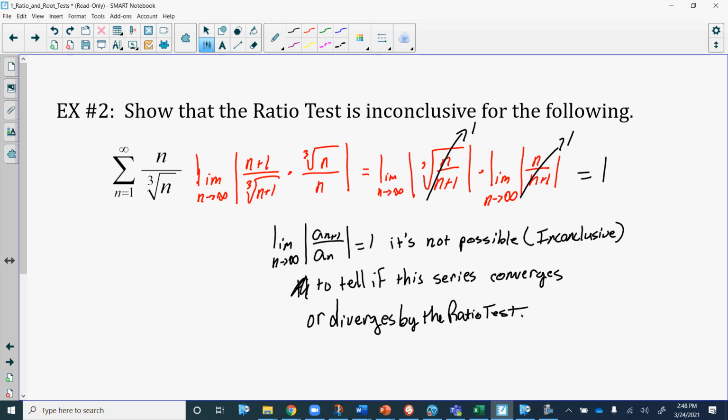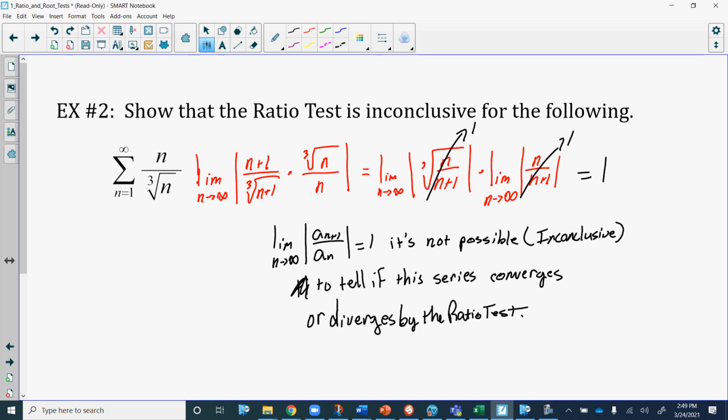So now we've seen three examples of how to use the ratio test to show if something is going to be convergent or divergent. If the ratio test gives you a limit less than 1, we say it's going to be convergent. If it's greater than 1, we say it'll be divergent. And if the limit equals 1, like we saw here, it's inconclusive. You can't tell if it's convergent or divergent.